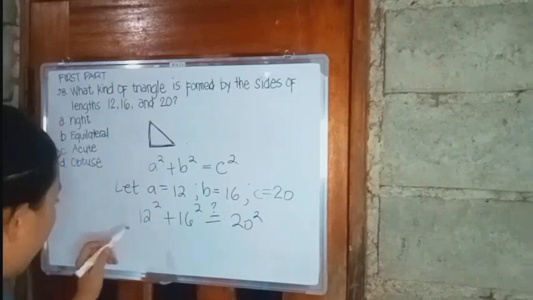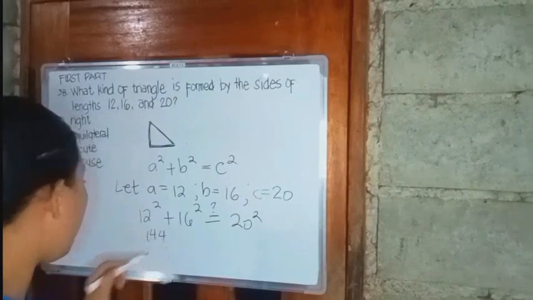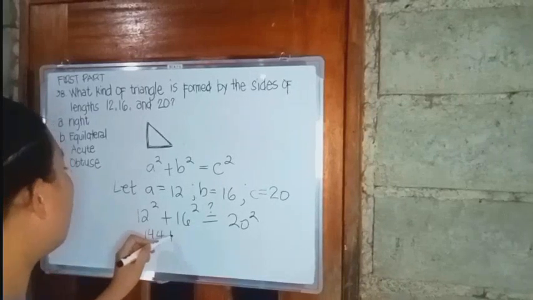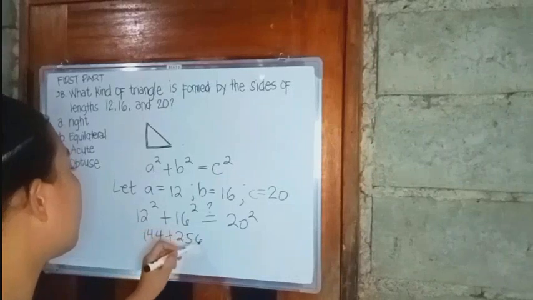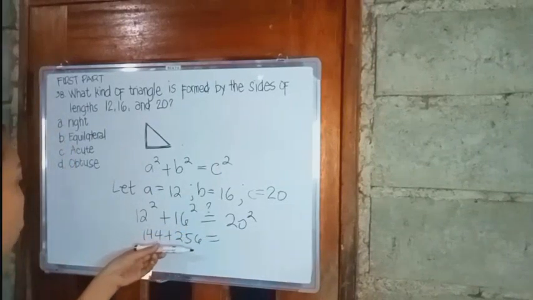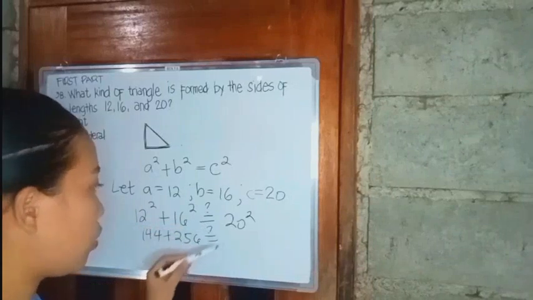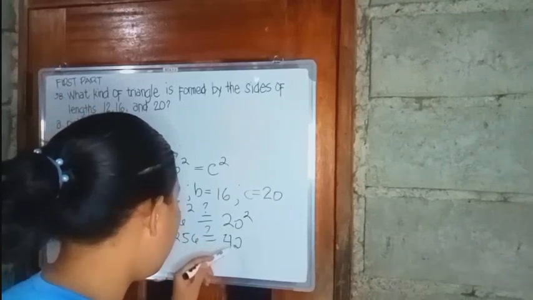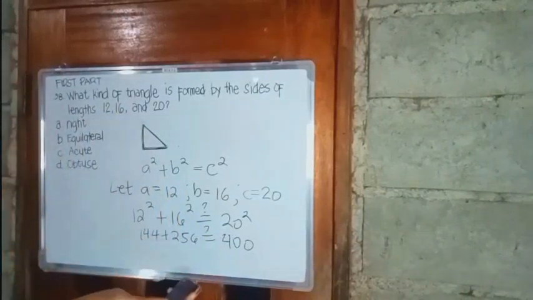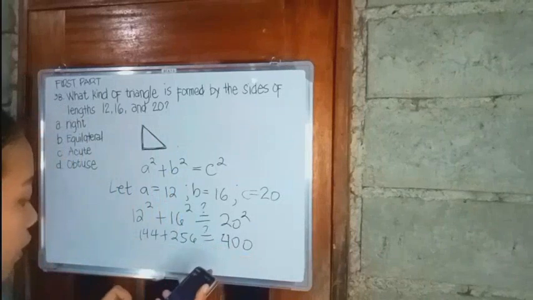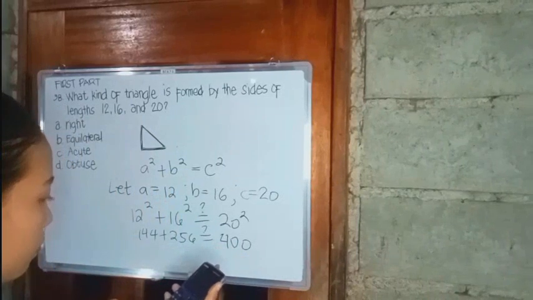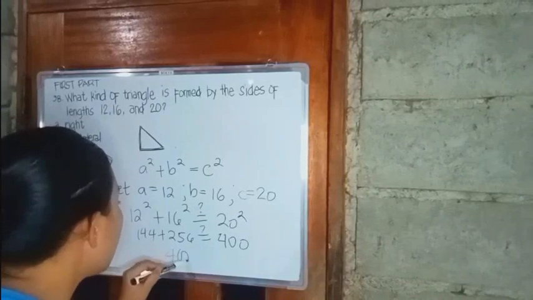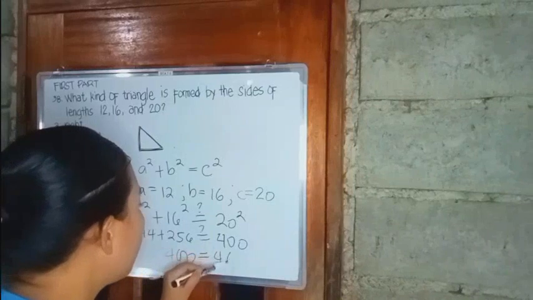Now, 12 squared is equal to 144. And 16 squared is equal to 256. Is the sum of 144 plus 256 equal to 20 squared, which is 400? Now, we have to add 144 plus 256 to see if it is equal to 400. 144 plus 256 is equal to 400.